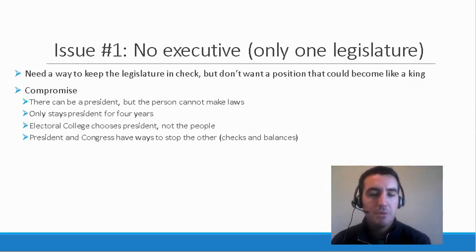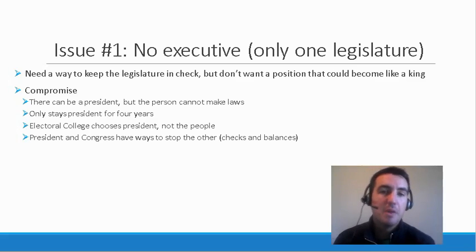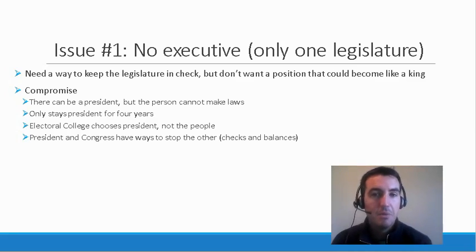The Electoral College chooses the president, not the people. So the way that it worked was people would kind of vote, and it was more of a suggestion of how they think their state should vote in terms of who gets to be the president. The Electoral College would actually get to pick the president. And that's technically still the way we do things today. Technically, we do not pick the president. We suggest to the Electoral College, which is something we're going to get into later, who we want our state to vote for. The president and Congress have ways to stop the other.